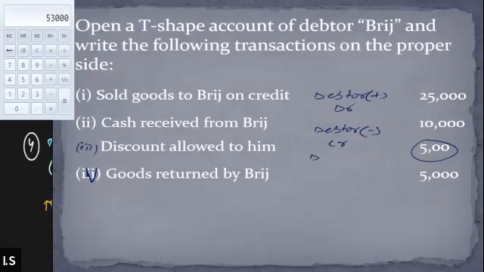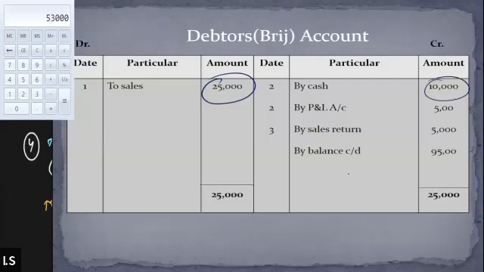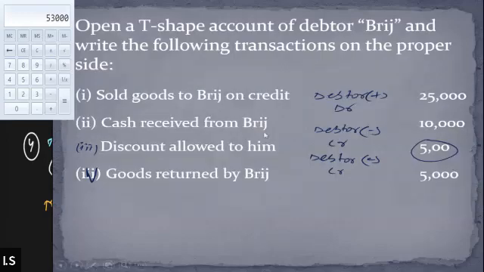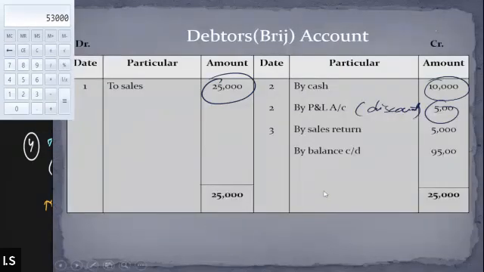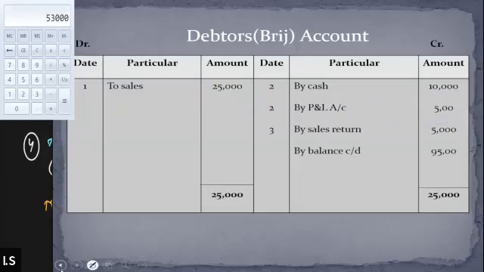Discount allowed to him. Discount allowed is going to reduce the debtor again. So on the credit side of the debtor, discount allowed on the credit side 5,000. For the time being, you can write it as discount, right? And then the last item, goods returned by Bridge. When goods are returned by Bridge, it will obviously reduce the amount of debtor. So goods return will also be written on the credit side of the Bridge account.